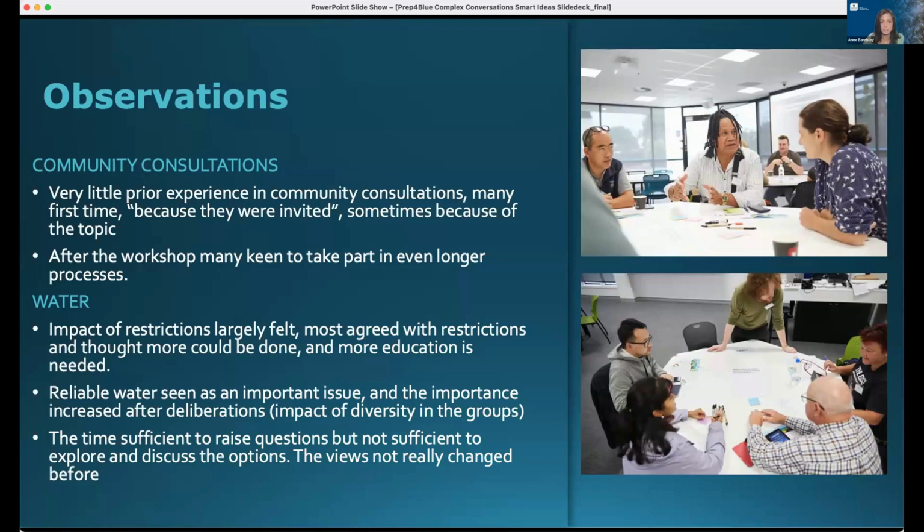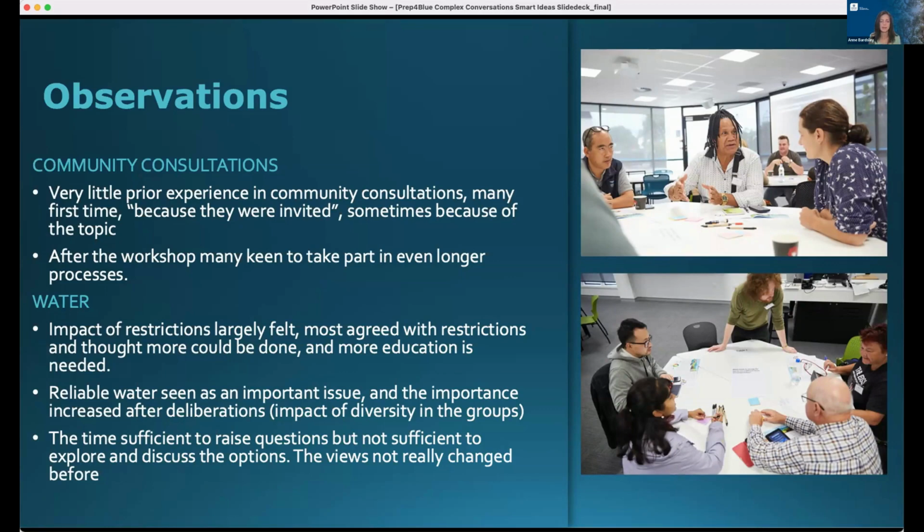As I said, these were only 3-hour processes for this pilot phase, and some of our observations were that, as far as community consultations, most of the people in the room had very little experience with these previously. So we were tapping into regular citizens, but not those who usually get involved in consultations. We found that this was a lot to do with how the invitations were sent out, and they were personally invited. You've been randomly selected. Are you interested in participating in this new process?